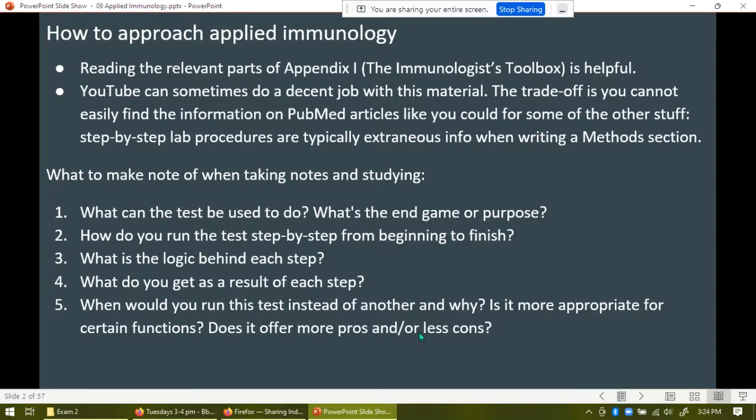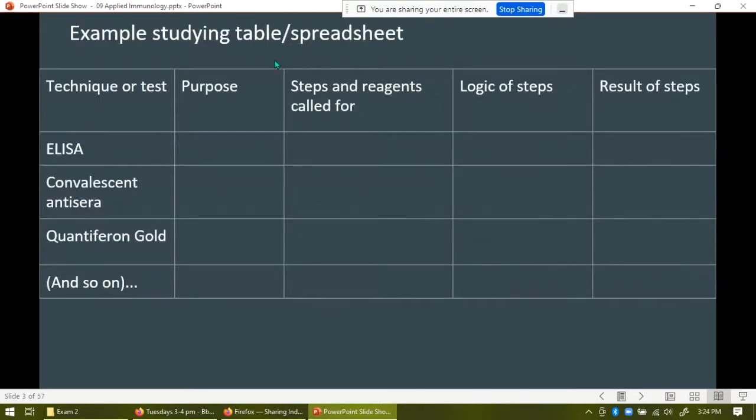And when would you run this test instead of another test? Maybe it's more appropriate for certain functions. Maybe it lets you analyze more proteins at once in an easier way. Maybe more pros, less cons. Some of them are more expensive than others and take longer to do. Sometimes that's a pro or con. Number 5 is probably less high yield than the other ones, but if you can do number 2, you're golden. You're going to need to know a couple of different reagents as well.